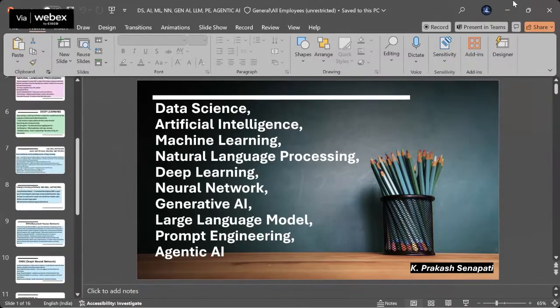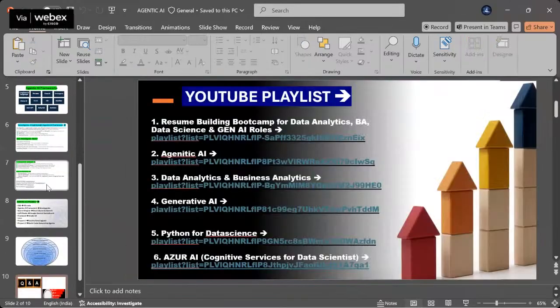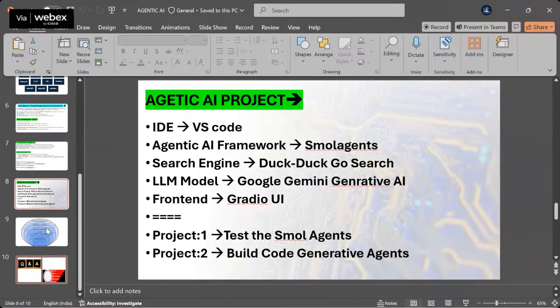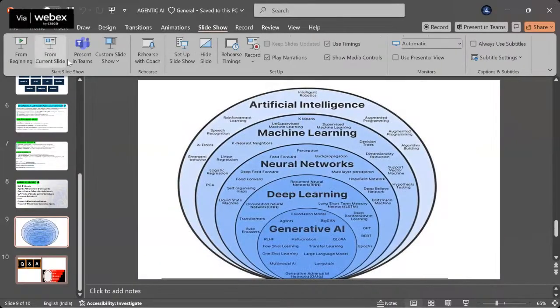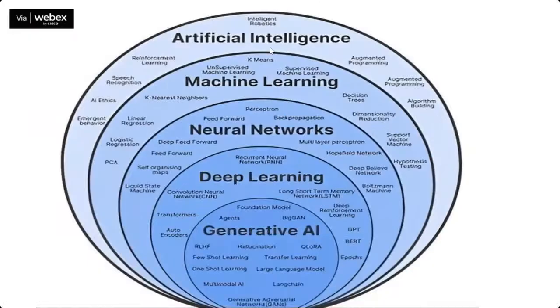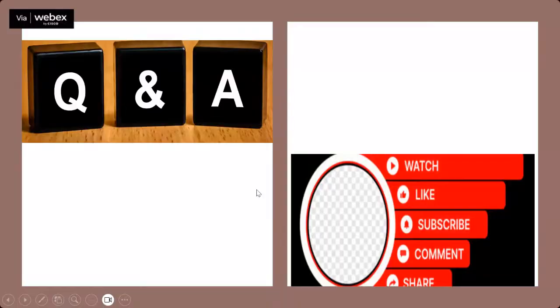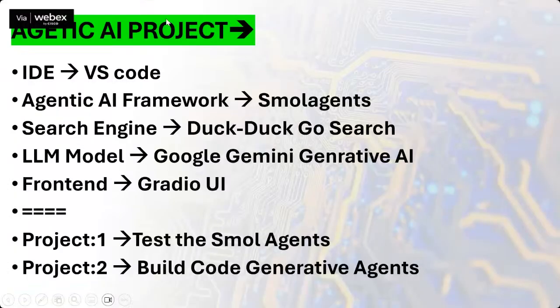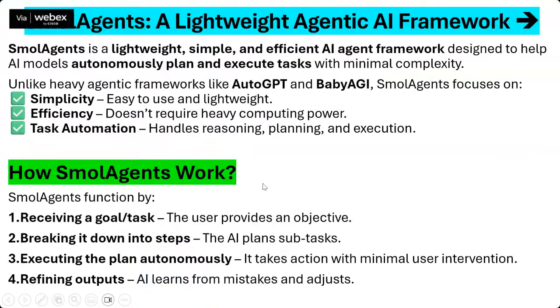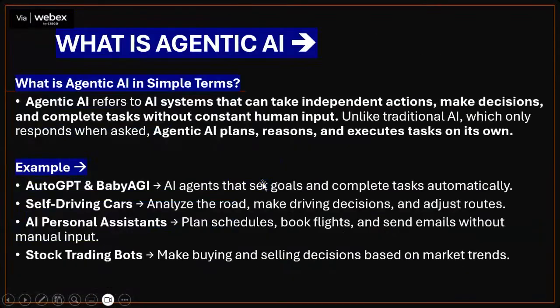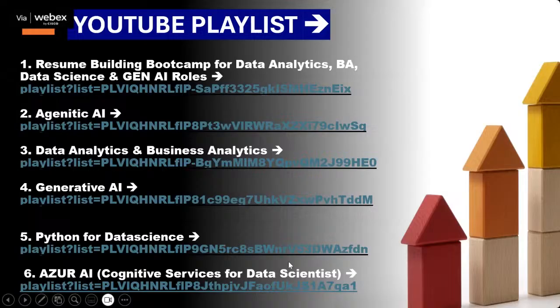We have done all those things, guys. Use case smolagents, we built projects. And if you see this diagram slideshow from current slides: AI, machine learning, neural networks, deep learning, generative AI. This is everything you have to learn to become an expert in this. You have to do it properly, Karthik. Don't work immediately.